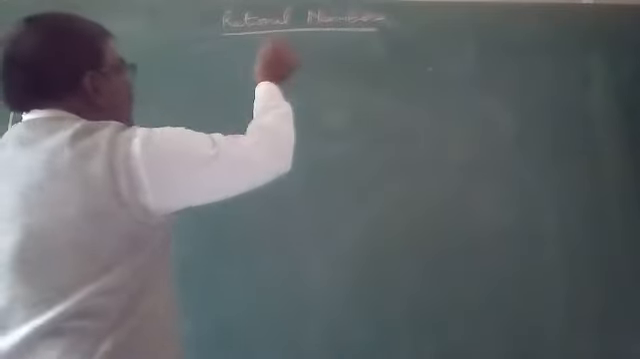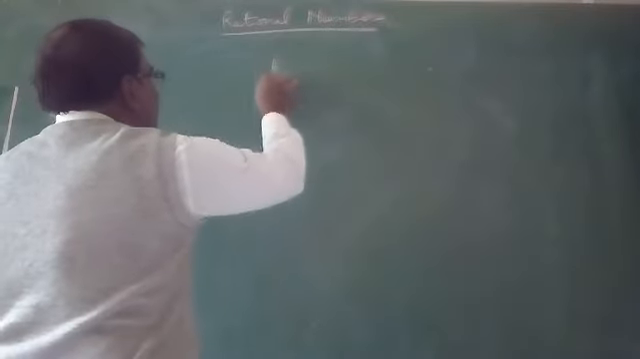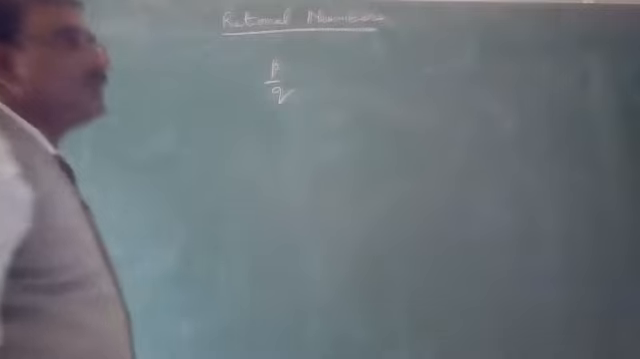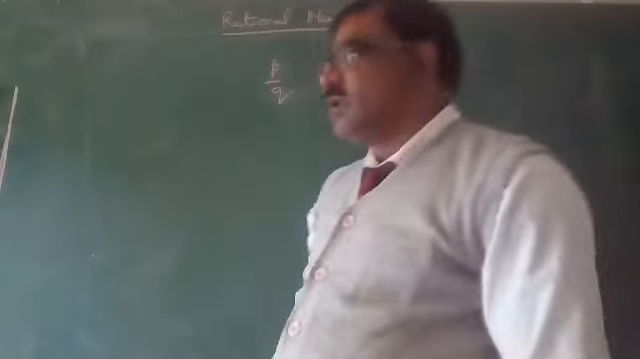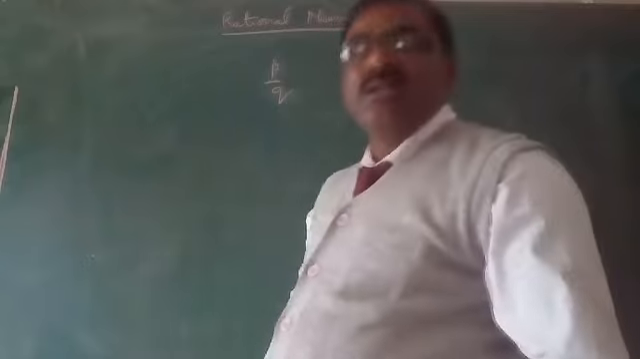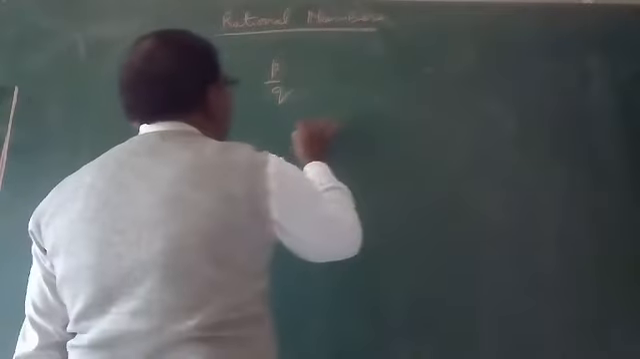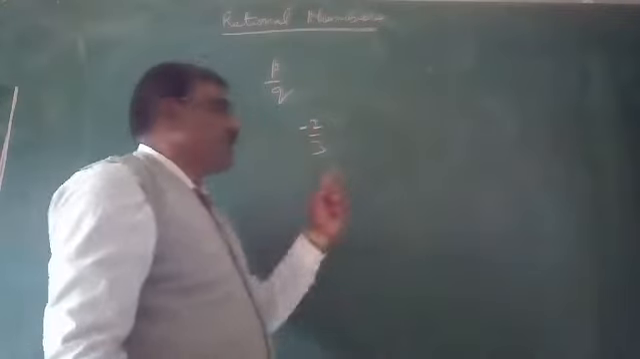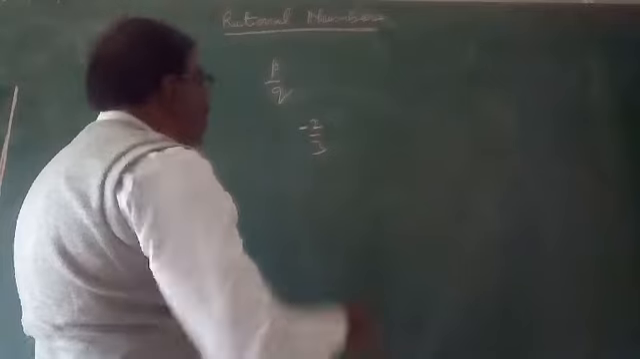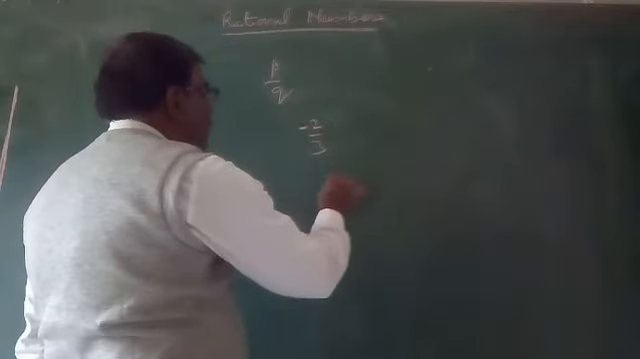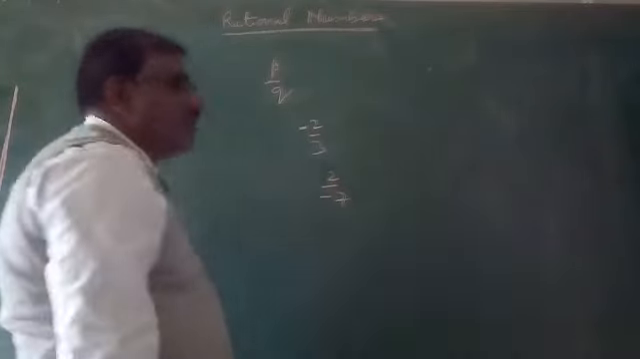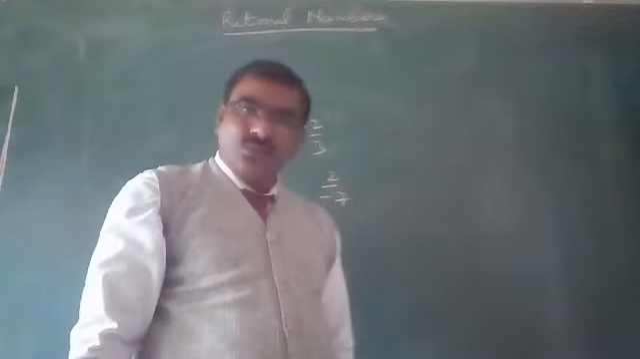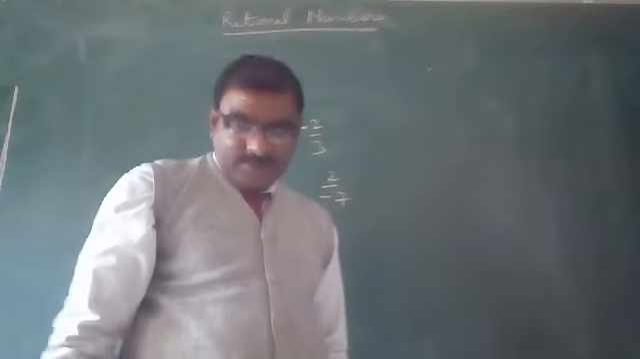Here, in p by q, if p is negative or q is negative, then the rational number is called a negative rational number. Example, minus 2 upon 3. Minus 2 upon 3 is a negative rational number. Also, if you write 2 upon minus 7, then this is also called a negative rational number.